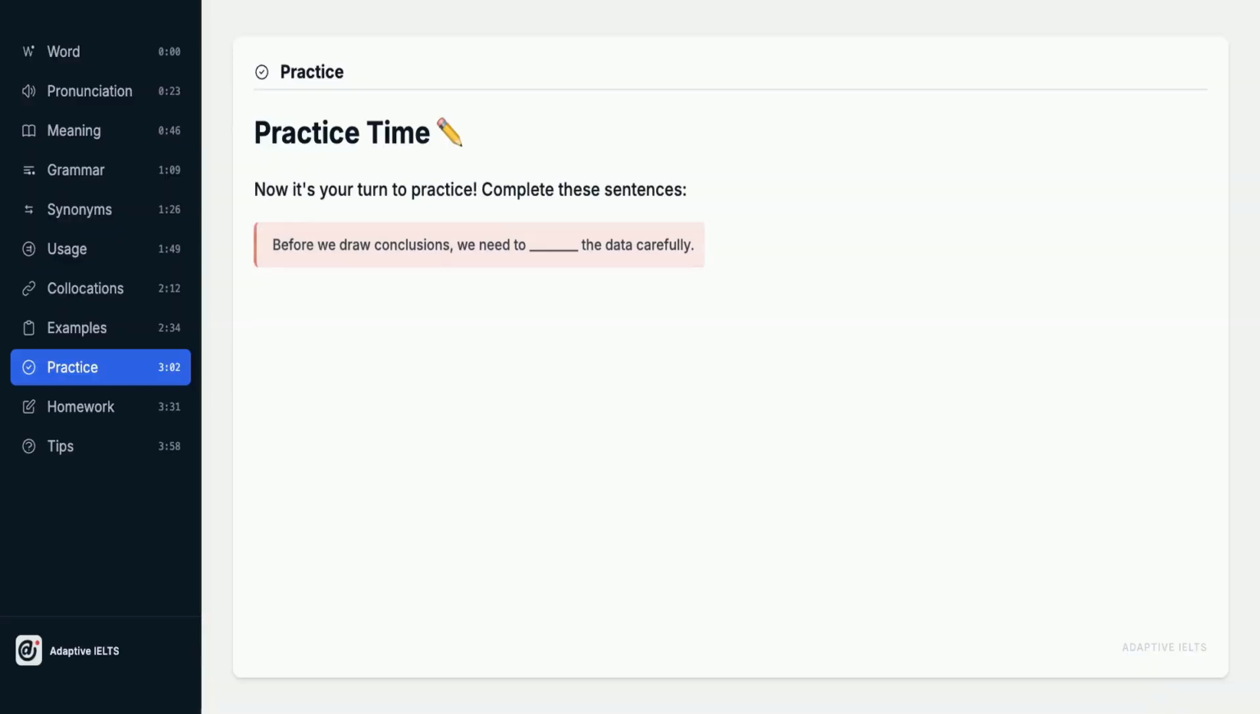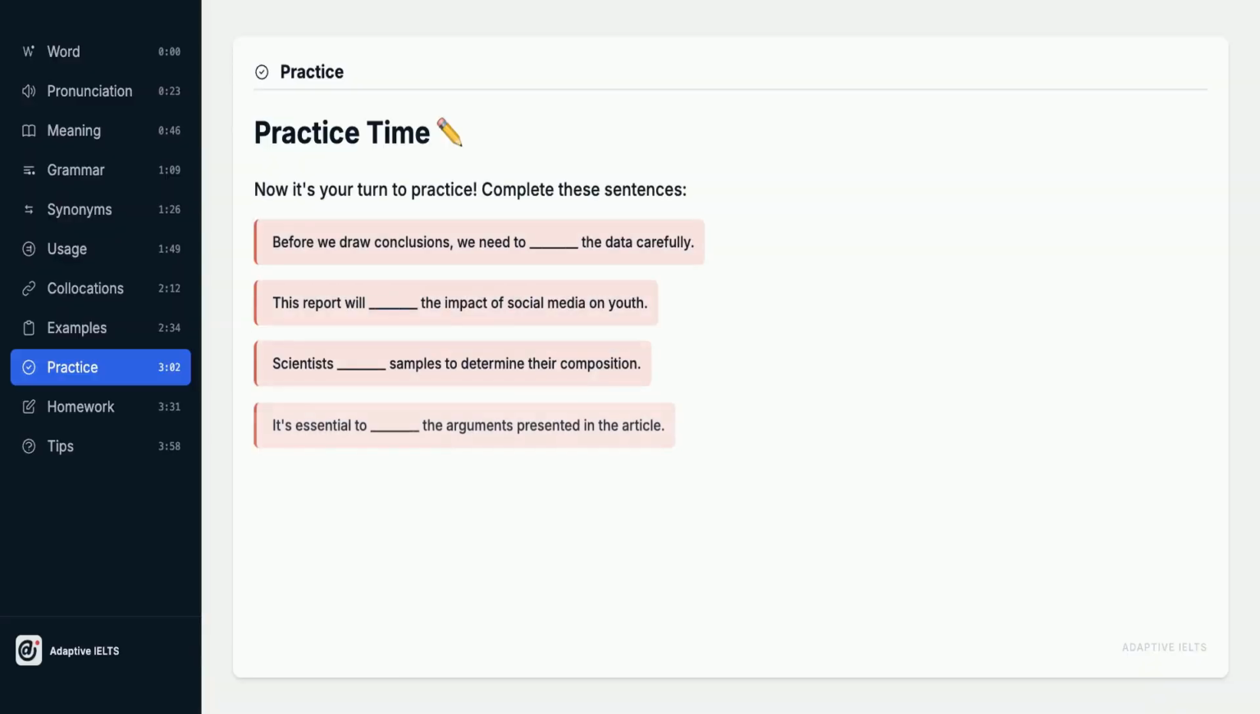Now it's your turn to practice. Complete these sentences. 1. Before we draw conclusions, we need to blank the data carefully. 2. This report will blank the impact of social media on youth. 3. Scientists blank samples to determine their composition. 4. It's essential to blank the arguments presented in the article. 5. The team will blank the results next week.